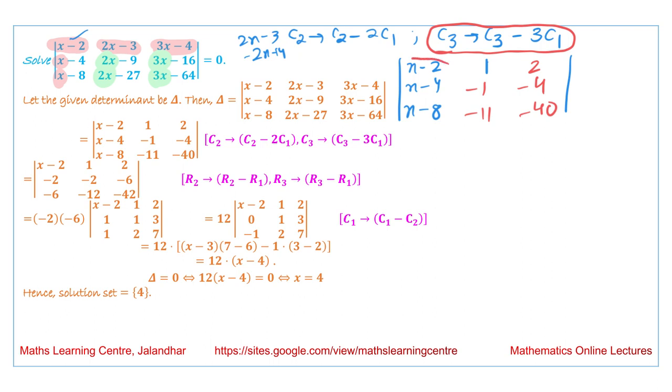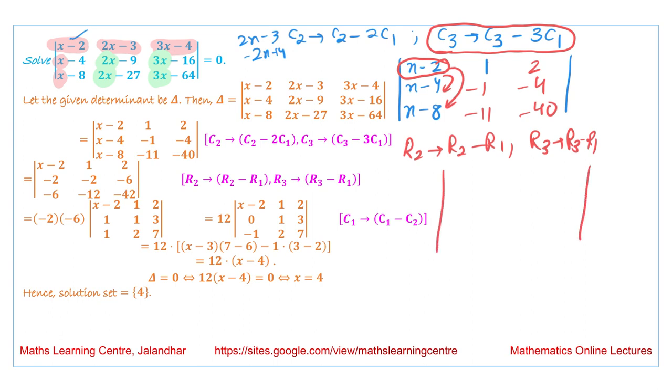Now with the help of this x minus 2, we want to reduce these terms, so we are going to subtract these values over here. We are going to do row 2 approaches row 2 minus row 1, and row 3 approaches row 3 minus row 1. So now row 1 will remain as it is, x minus 2, 1, 2. This answer we will get is minus 2, this is minus 6, this is minus 2, this is minus 12, this is minus 6, and this is minus 42.